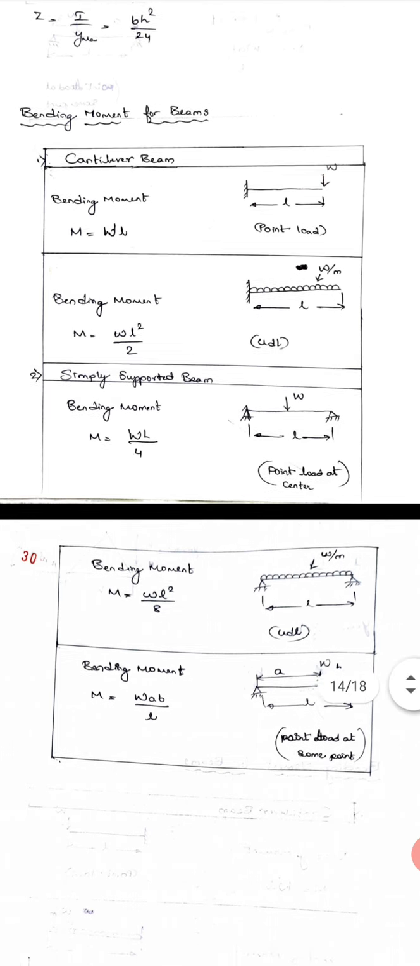Simply supported beam with the point load at the center with the span L is M equals capital W into L by 4. Unit is Newton mm. If load is in Newton, L is in mm. And bending moment for UDL w per meter length is small w L square by 8. And bending moment for a point load at some point, not the center, W a b by L.